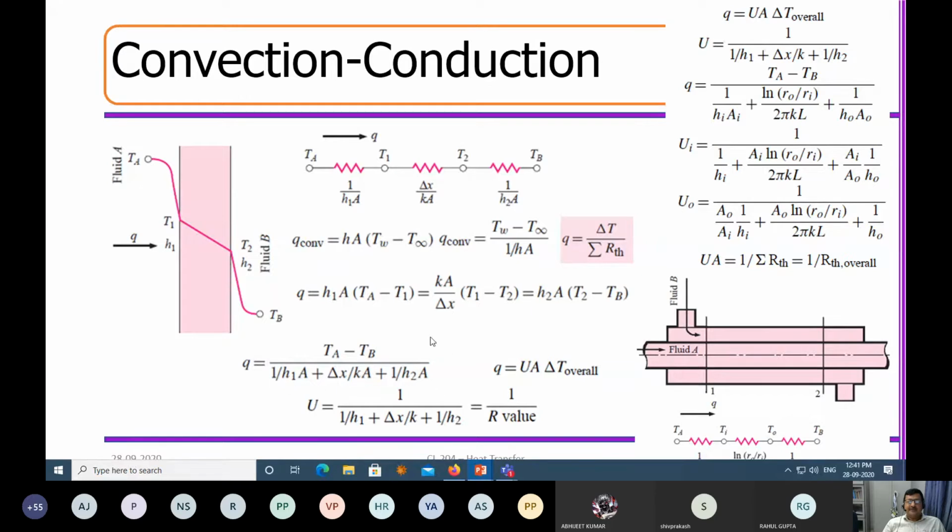Rate of heat transfer becomes something like this. And this 1 by h1A plus delta X by K A plus 1 by h2A, you define as a heat transfer coefficient, which is the overall. h1, h2 are the local heat transfer coefficients, whereas you define the overall heat transfer coefficient, which is the total resistance value, and this you can write as an analogy towards Newton's law of cooling, that Q equal to UA delta T overall.